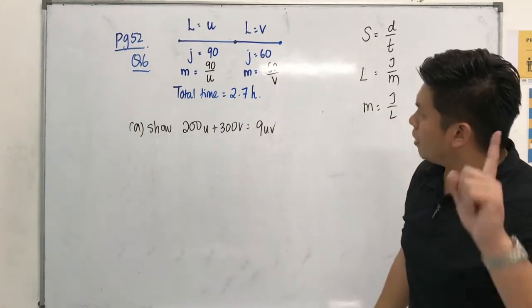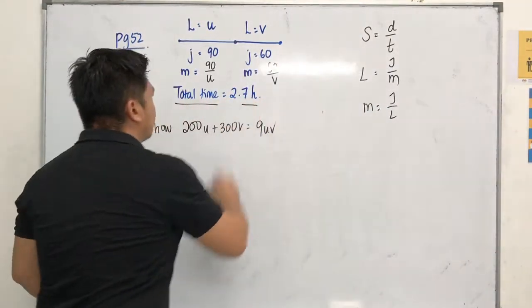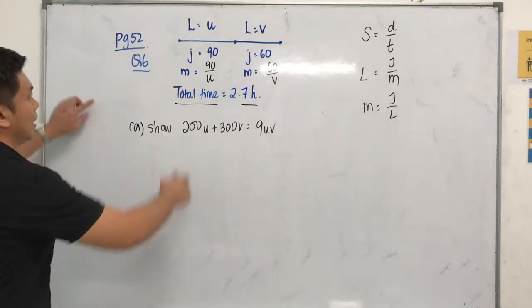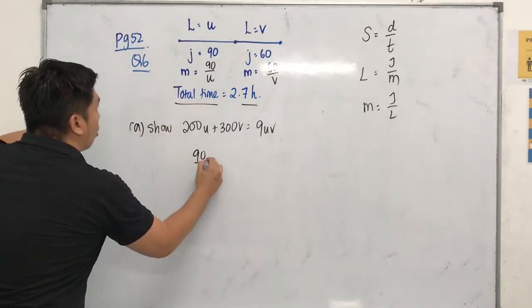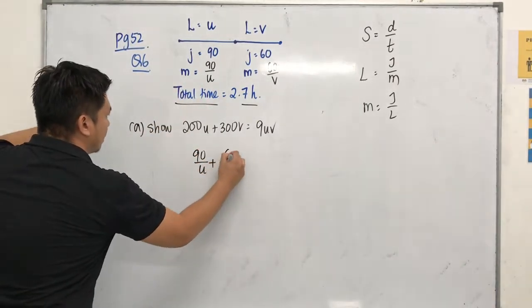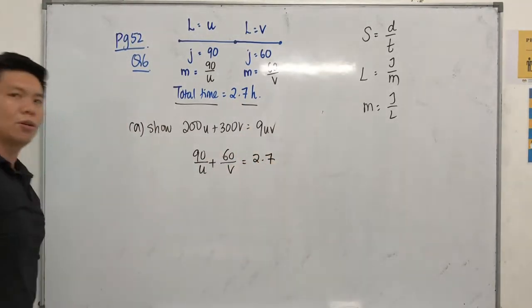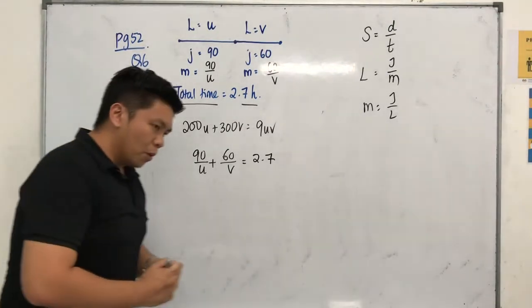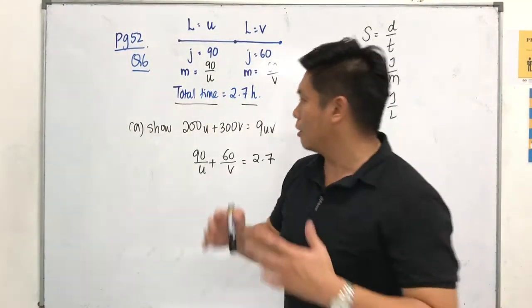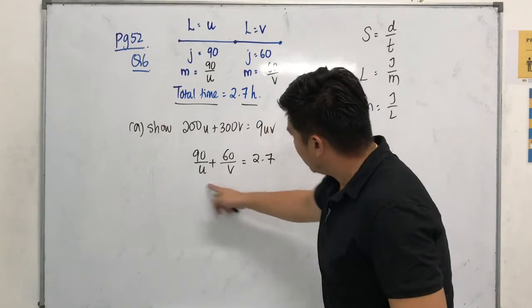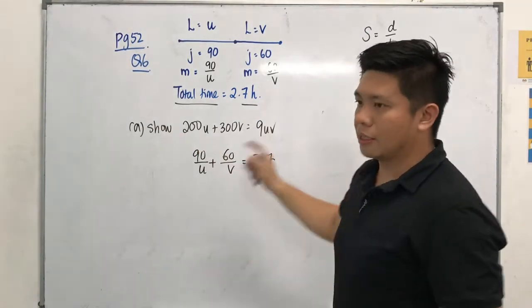Okay, and then one more very important information. Total time is given 2.7 hours. So maksudnya the first time 90 over u plus 60 over v is equivalent to 2.7. Okay, so that's your equation. And then what you need to do is that you have to try your best. You kena cuba supaya untuk dapatkan bentuk ini seperti yang diberi dalam soalan.